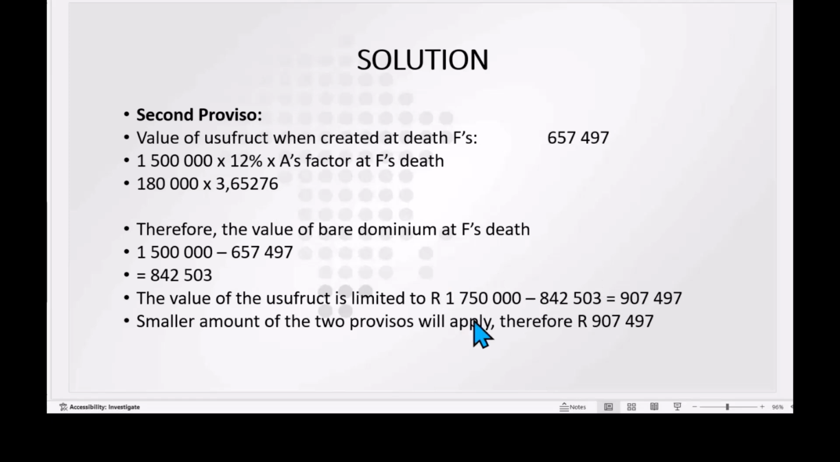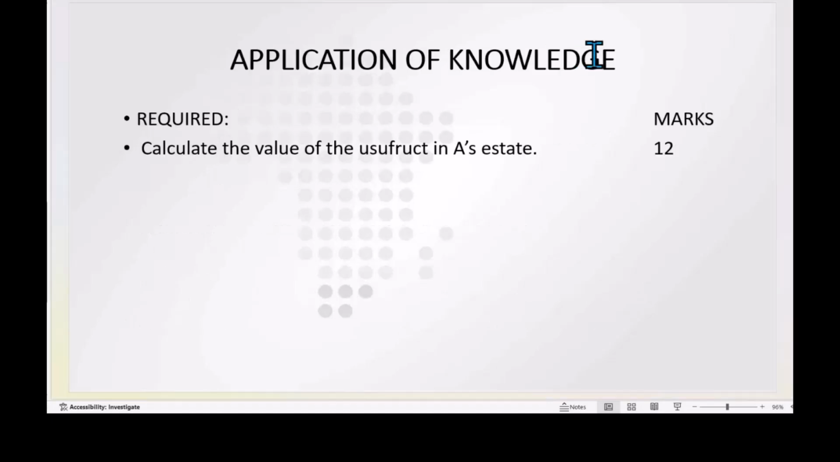So the value of the usufruct that we must limit now would be our market value at the time of A's death, which is the 1.750 million, less the Bare Dominium value at the time of F's death, and that would give us the 907,497 rand. So of the two provisos, we need to look at the smaller amount of the two, and then that will be the usufruct amount that we should apply at A's death. So at this point, the usufruct according to the second proviso will be the portion that we need to use in A's estate. Okay. And this would have counted for, I think it was 12 marks.